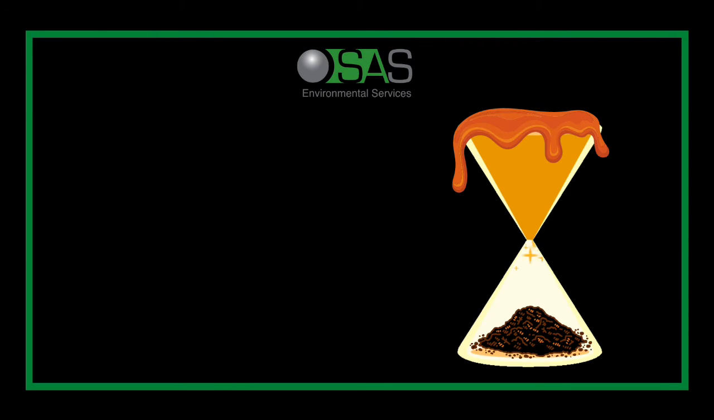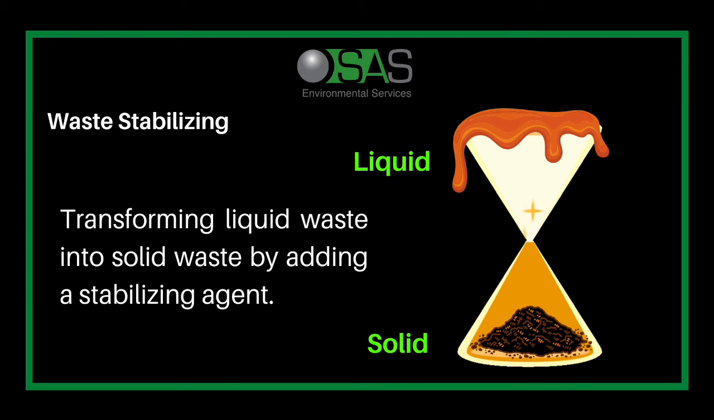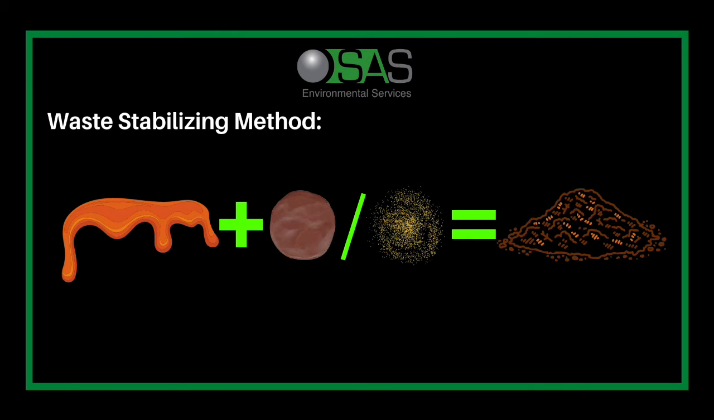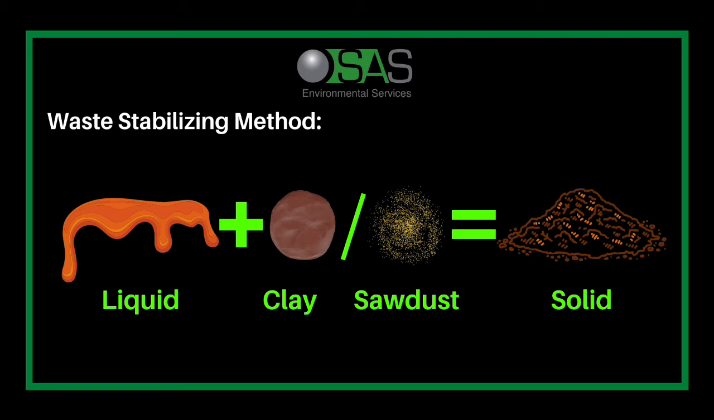Now, a method that is used to turn liquid sludge into a solid waste, so that it is safer for disposal and accepted in more disposal sites, is stabilizing or fixing the waste. And this is usually done by adding a stabilizing agent to the waste.